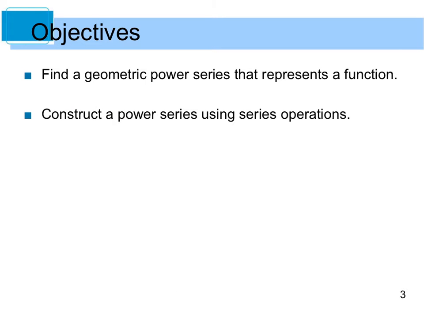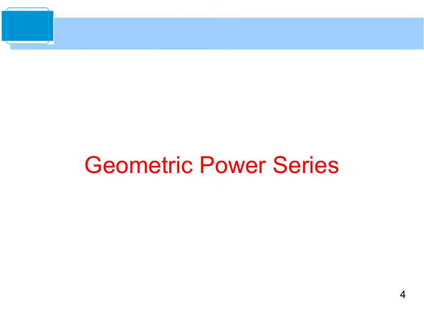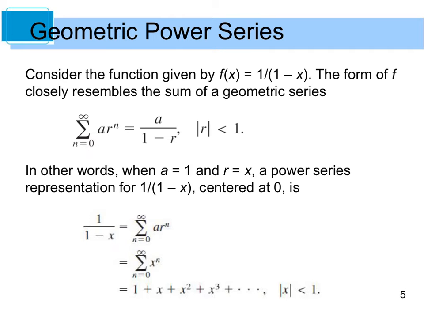All right, so here we're going to talk about our geometric power series as a function, different ways to construct them from operations, where last time we talked about differentiation and integration. So we know our geometric series is ar^n, where r is our multiplier and a is our starting value. And we know our sum is going to be a over 1 minus r, and that's going to be convergent when the absolute value of r is less than 1.